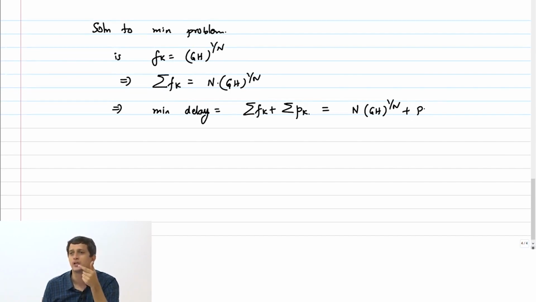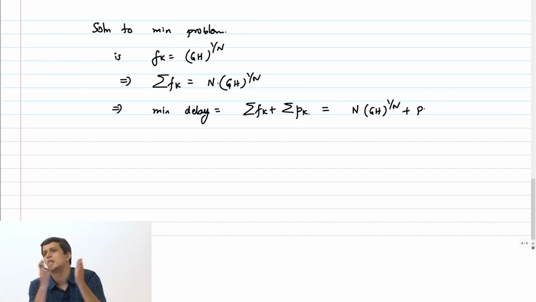So that's where we are using the fact that this is an AM-GM inequality, right? The inequality always holds. The AM is always greater than or equal to the GM, and we are saying that the minimum occurs when all the terms are equal.